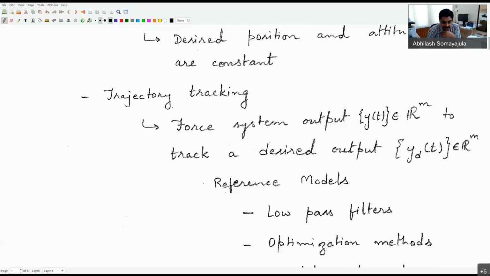Notice here that in trajectory tracking, time is an important aspect. It's not just specifying this is the path that I want to follow, but I'm also saying at time t1 you should be here, at time t2 you should be here, at time t3 you should be there. So the objective is no longer a set point, but now that set point is moving with time in a prescribed manner.